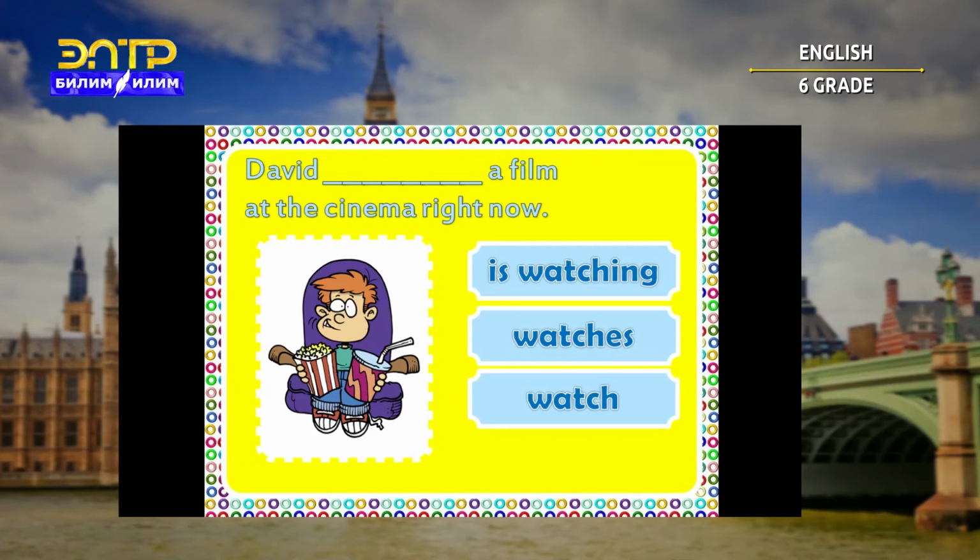Now, the next sentence. David is watching, watches, or watch a film at the cinema right now. We talk about David. David is he, and this action is happening right now. So, it's present continuous. For present continuous, the correct form is David is watching a film at the cinema right now.